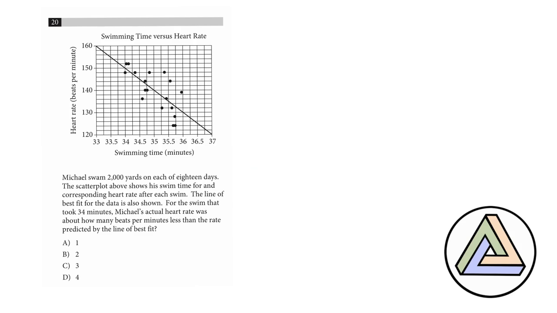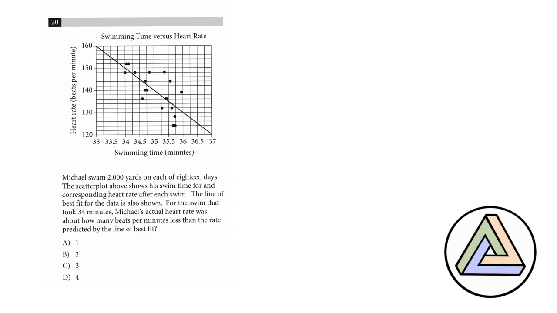So anyway, focusing on the actual question, for the swim that took 34 minutes, so that's right here. That's the swim that took 34 minutes, which by the way corresponds with this point, right? For the swim that took 34 minutes, Michael's actual heart rate was about how many beats per minute less than the rate predicted by the line of best fit. All right, so 34 minutes is right here. Here's his actual heart rate, and here's the line of best fit.